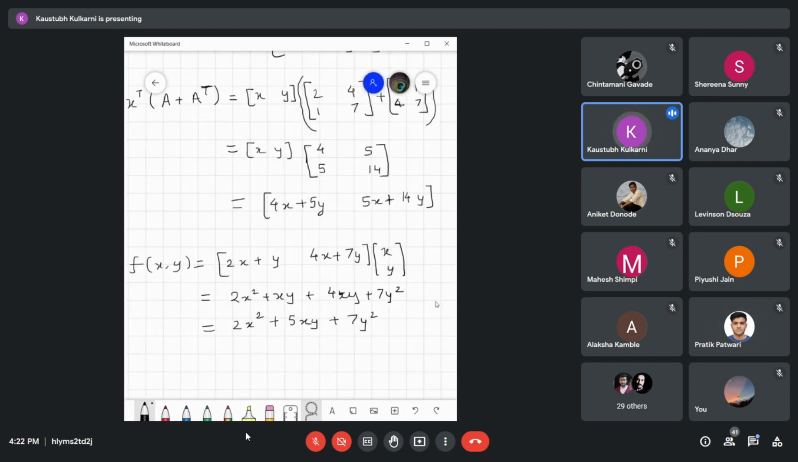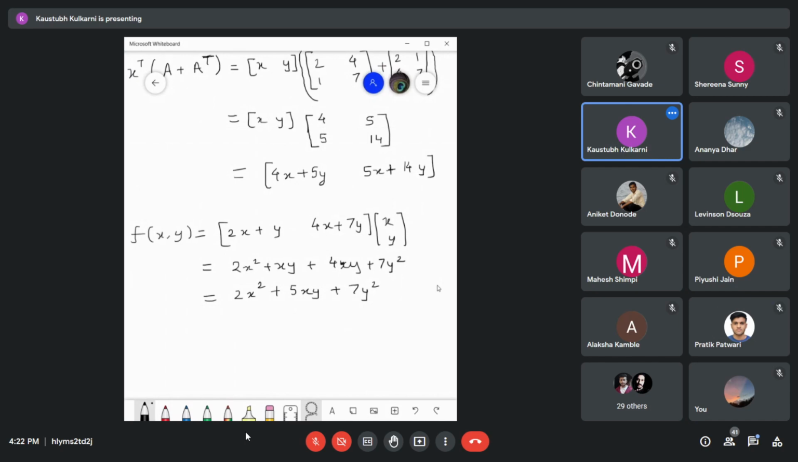Now if you calculate the gradient of this, not gradient actually, just the partial derivative, dou f by... the gradient actually, yes, gradient of f will be 4x plus 5y when you differentiate with respect to x, and 5x plus 14y when you differentiate with respect to y.